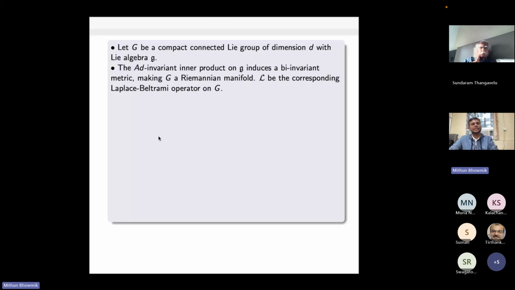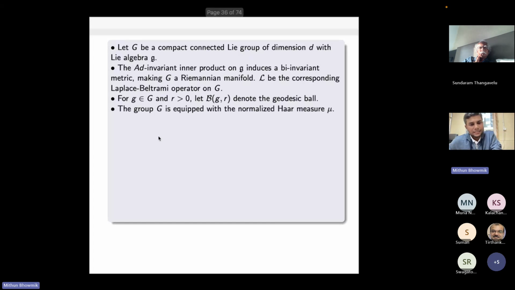It will induce a bi-invariant metric on the compact Lie group G, and G will be a Riemannian manifold. And let L be the corresponding Laplace-Beltrami operator on G. Now I'll consider a ball with respect to this metric, obviously. Now G, since it is compact, we'll equip it with the normalized Haar measure.